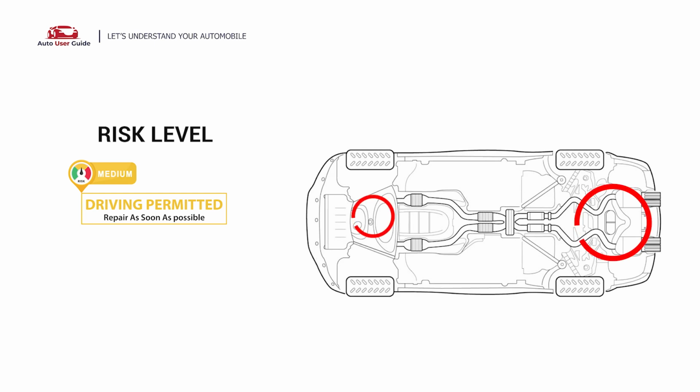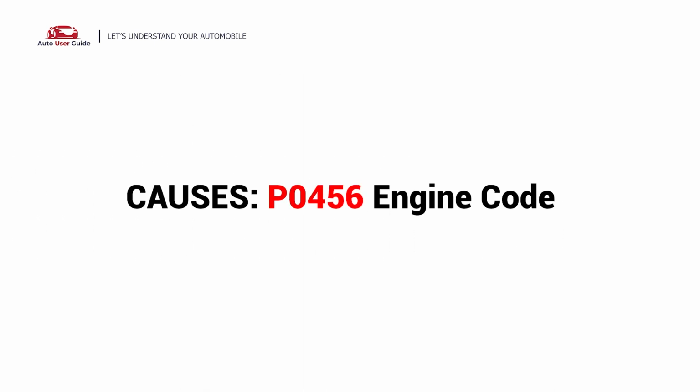It means the Evaporative Emissions Control System has detected a very small leak, normally smaller than 0.02 inches in diameter. Under this circumstance, distance driving is permitted, but your vehicle should be repaired as soon as possible. So, what causes this imbalance?